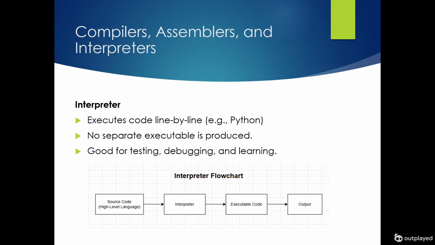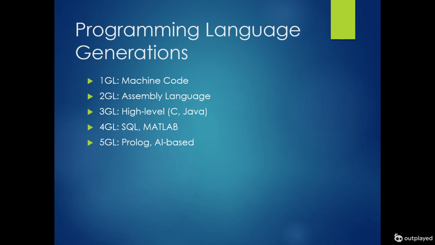And last but not least, the interpreter. So what does it do? An interpreter executes code line by line. Languages such as Python rely on interpreters. Because no executable file is generated, interpreted programs are easier to test and debug, but generally run slower than compiled programs. Moving on to the next slide, which is the programming language generations.